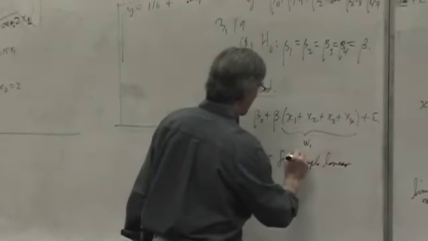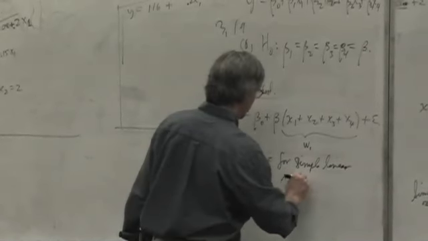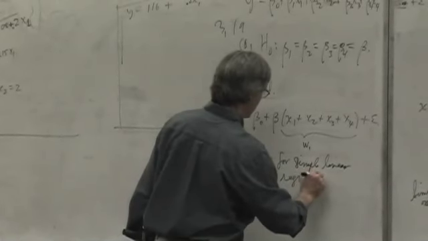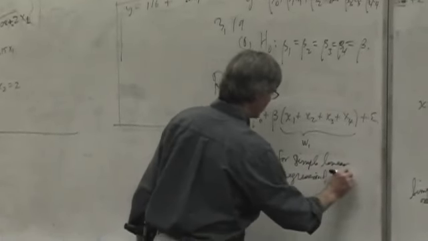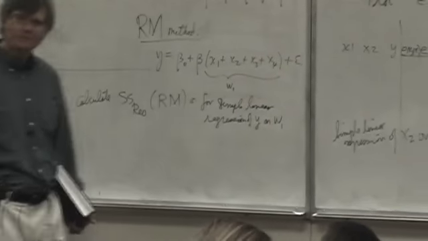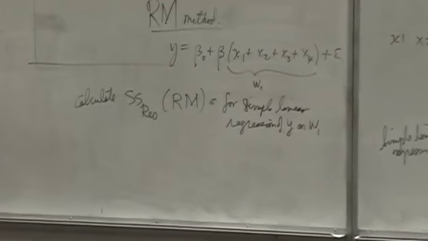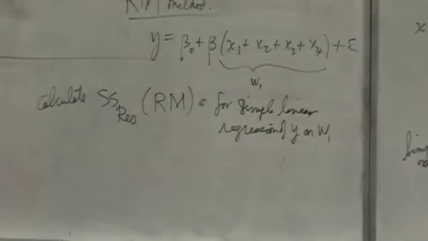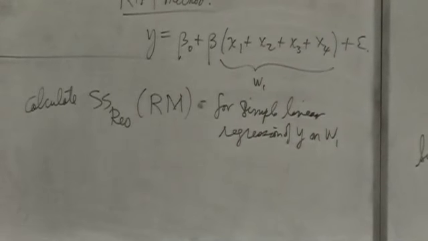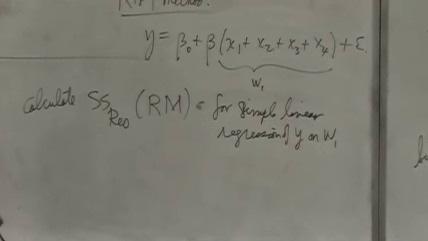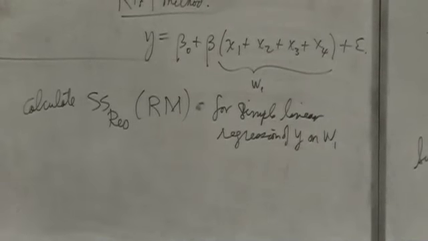You're only going to tell how to do it, so I'm going to be very explicit. For simple linear regression of y on W1, or you just call it W, okay? That's going to be one calculation. I'll just throw it into Excel and do it, okay?